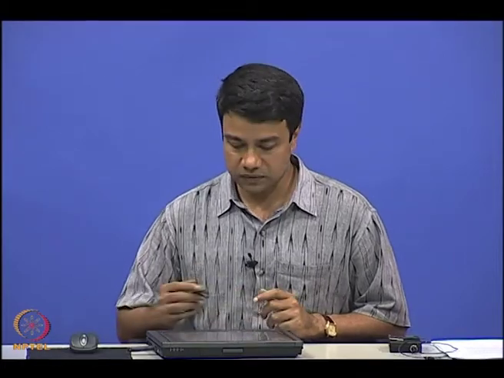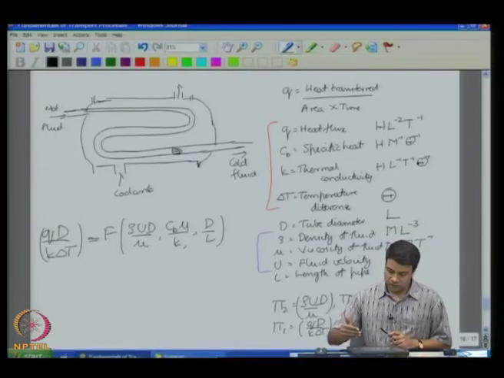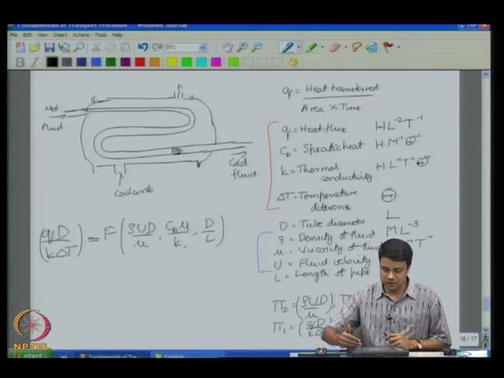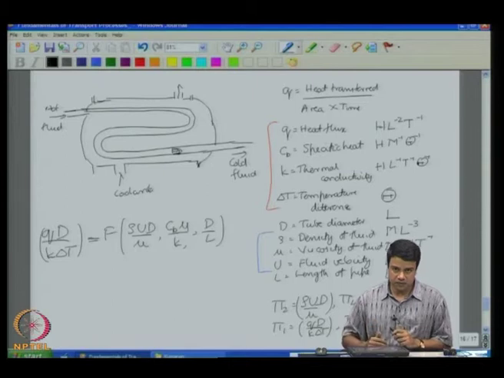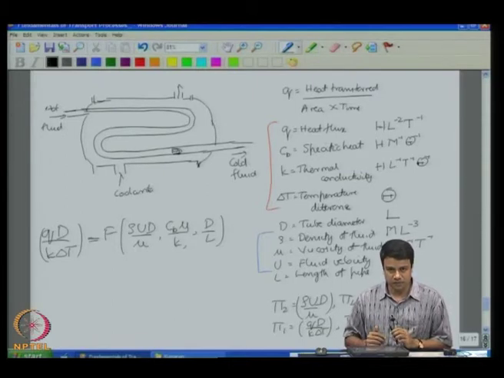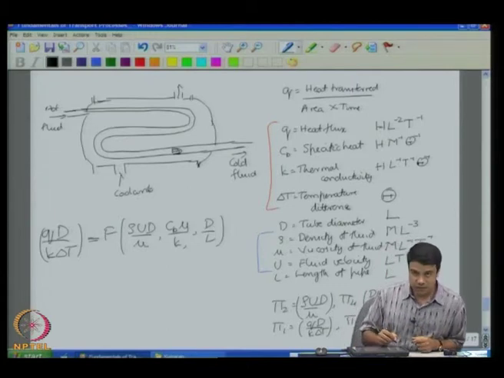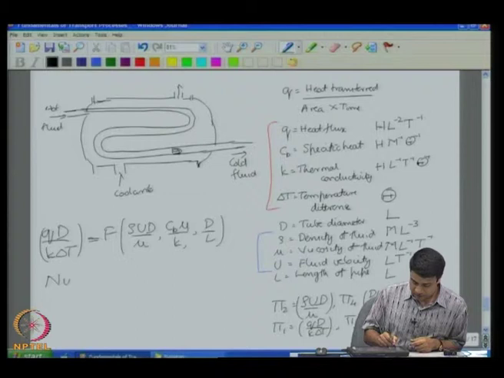In the initial case, I had a parameter space that involved a total of 9 parameters, and if I wanted to find a relationship, I would have to vary each of these 9 parameters independently in order to get a relationship. Now, I have reduced it to just 4 parameters, and I can vary these 4 parameters independently to get a relationship. These numbers have names. This q d by k is called the Nusselt number.